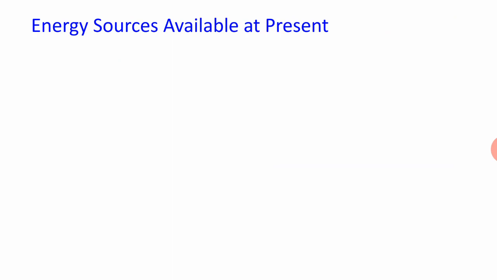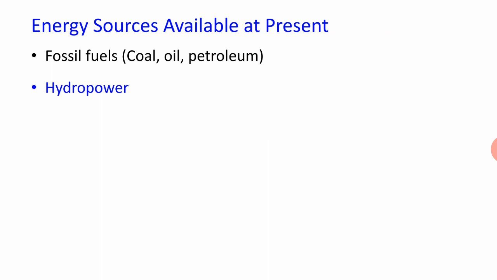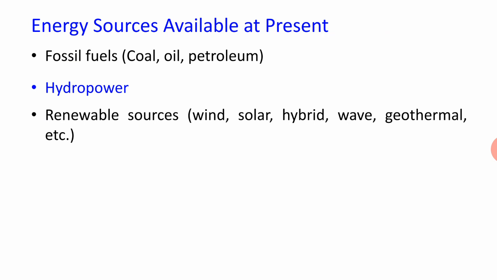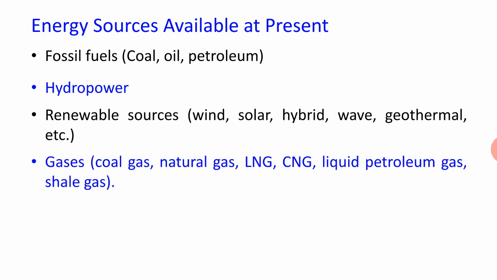And then what is available, what can we do? In this case, fossil fuels like coal, oil and petroleum are very widely used, and well-developed research work is going on. Next, hydropower we are also using. Hydraulic turbines are used to convert the potential energy of the water into kinetic energy. Similarly, renewable sources like wind, solar, hybrid, wave and geothermal energies are available. These are presently available in the market.